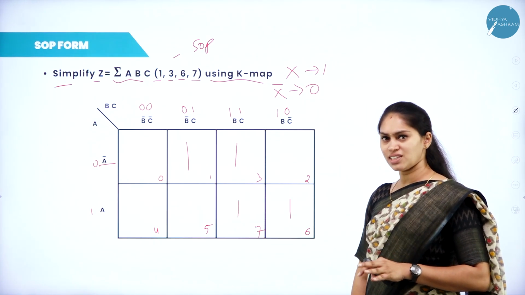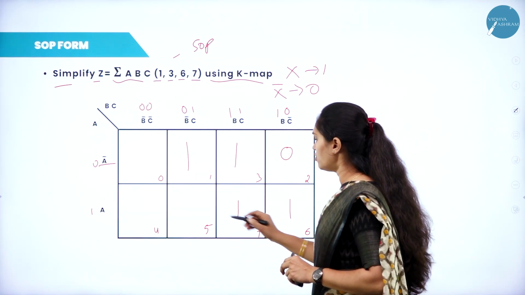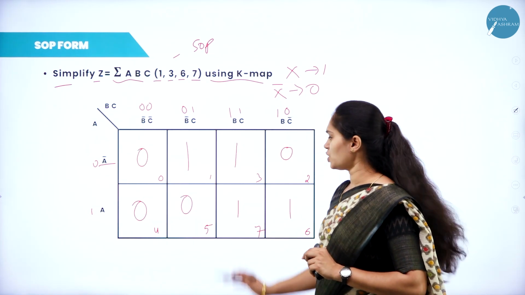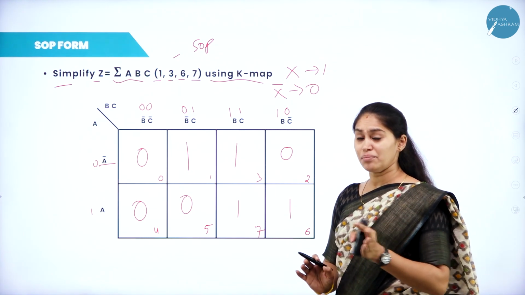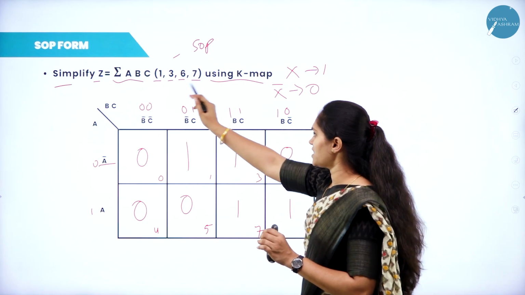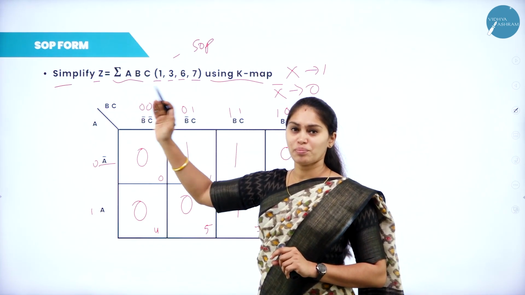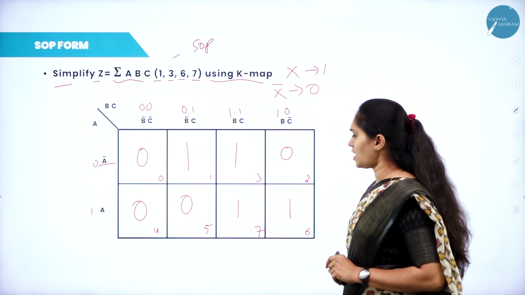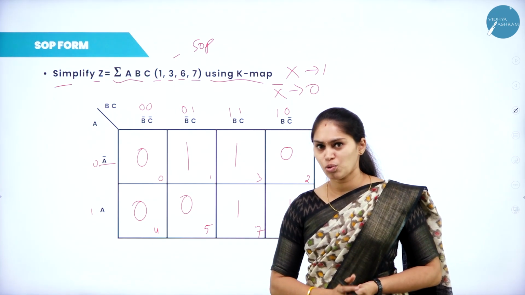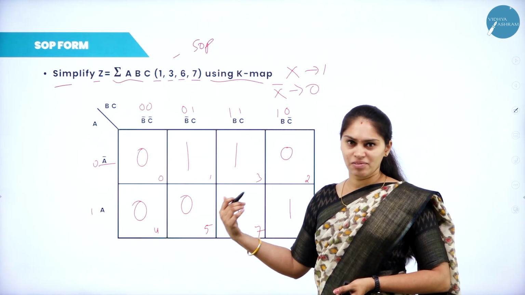Okay. After that, I have to check for the grouping. The remaining values need to be filled with 0. I should not use 0 for my grouping. So the empty boxes or cells need to be filled with 0. Wherever we have a designation, there I have to put 1 when we are dealing with this SOP, or sum of product form. Now I have to check, do we have any chance of having 8 consecutive ones here? I have to give the first preference to my octet. But here we don't have an octet.